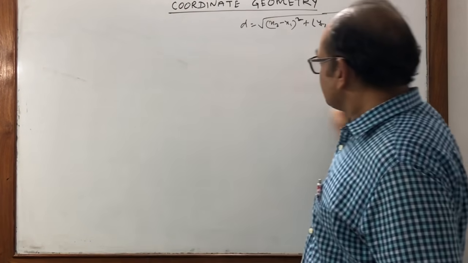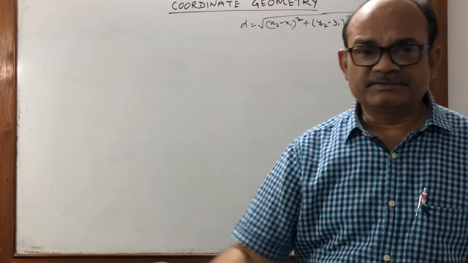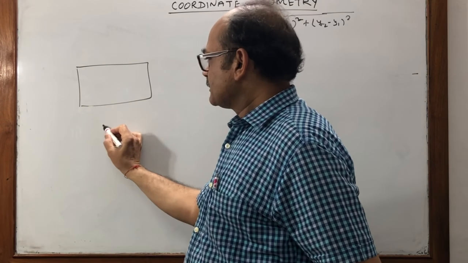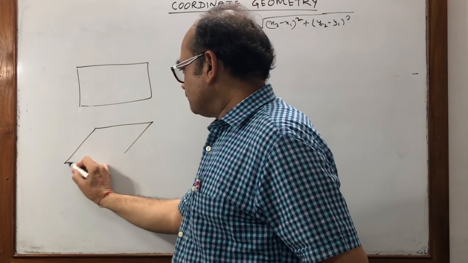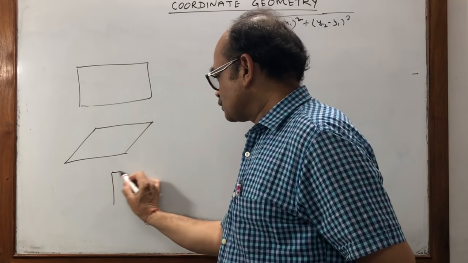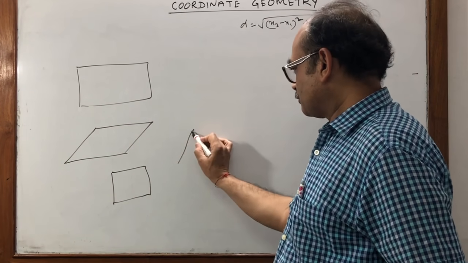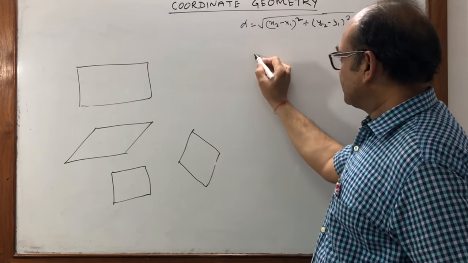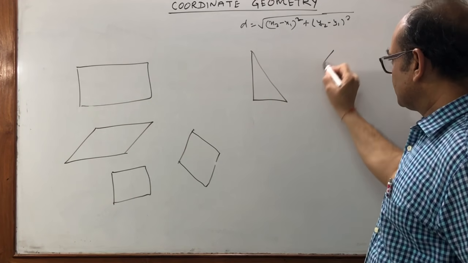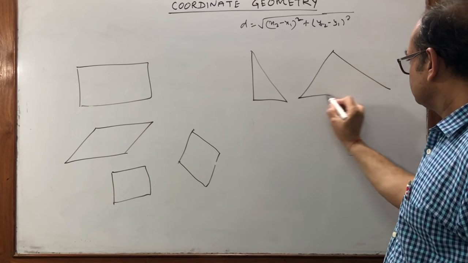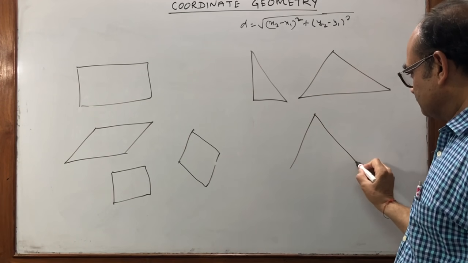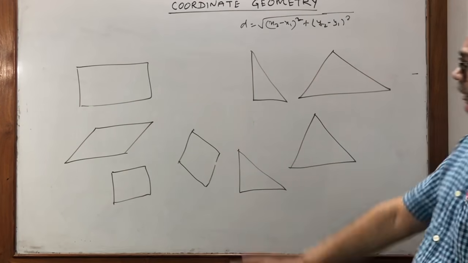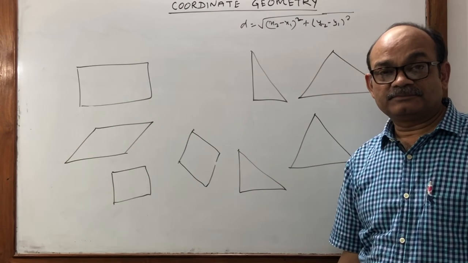Using the distance formula, we have so many problems. For example, problems based on rectangle, parallelogram, square, rhombus, right triangle, isosceles triangle, equilateral triangle and right isosceles triangle. All the questions are based on the distance formula.